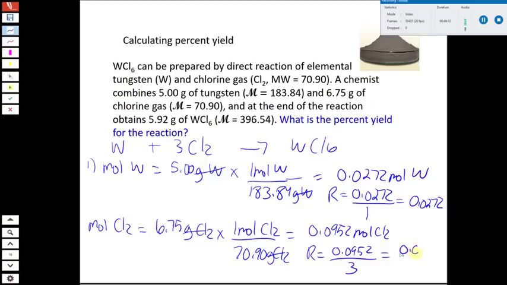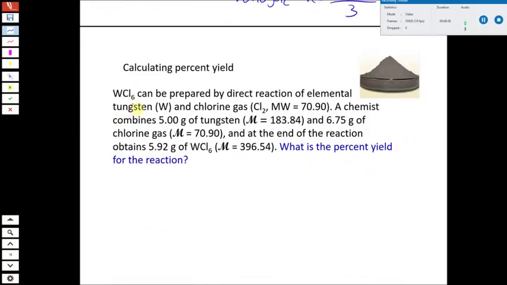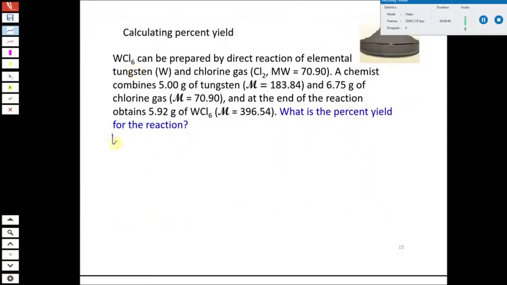We have 0.0317. So of these two numbers, 0.0272 and 0.0317, the number for tungsten is smaller, so that's going to be our limiting reactant. Okay? So that's our first step. We have to know what the limiting reactant is to be able to do anything else that we're asked to do. So we've identified that it's tungsten, W. And then once you know what the limiting reactant is, we can then calculate the theoretical yield. All right, so the next step is going to be, we have our balanced chemical equation that we found.